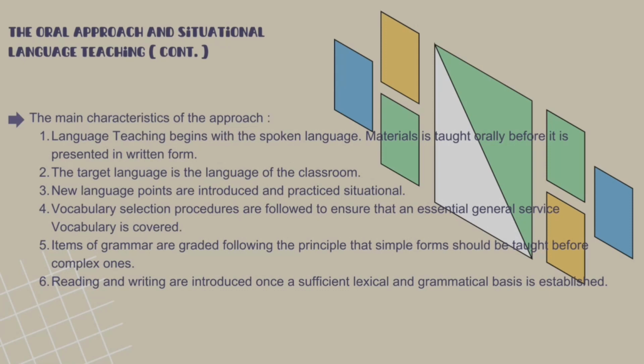Fourth, vocabulary selection procedures are followed to ensure that an essential general service vocabulary is covered. Fifth, items of grammar are graded following the principle that simple forms should be taught before complex ones. Sixth, reading and writing are introduced once a sufficient lexical and grammatical basis is established.